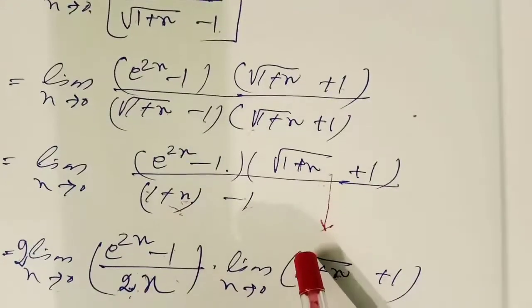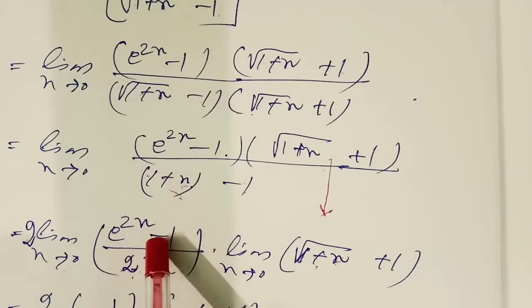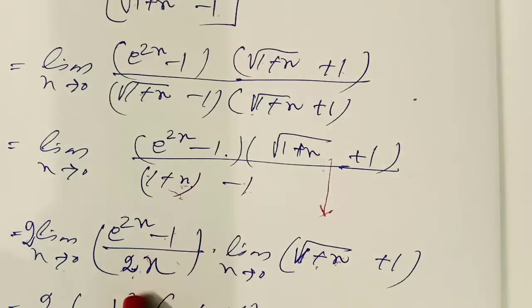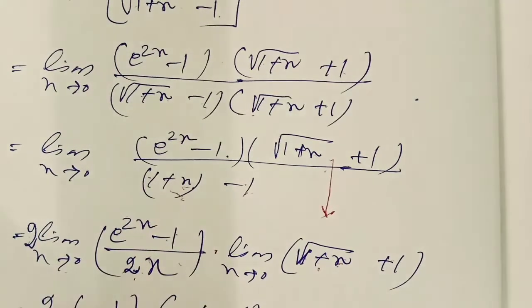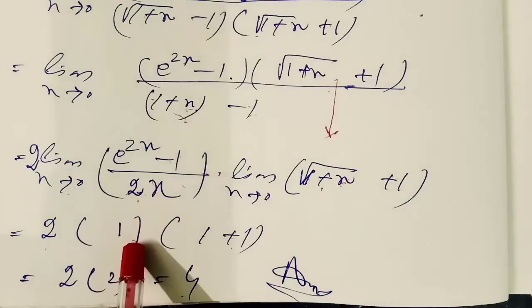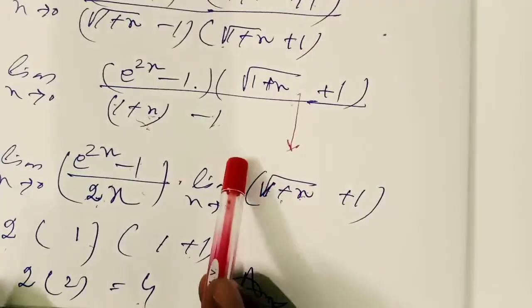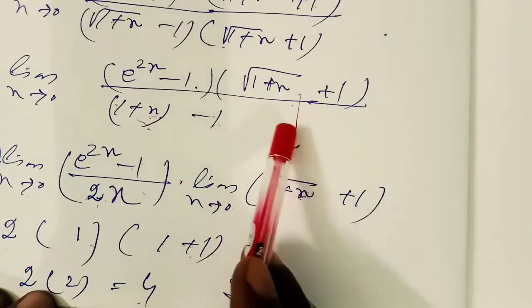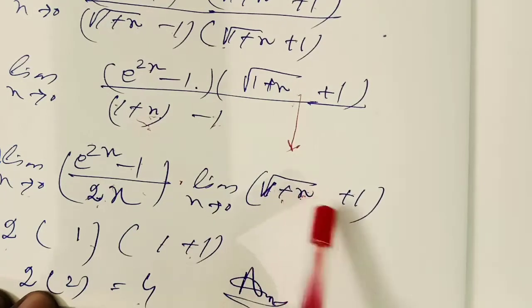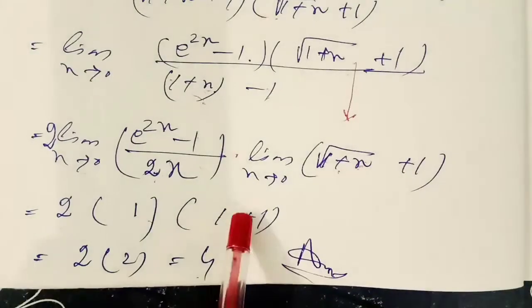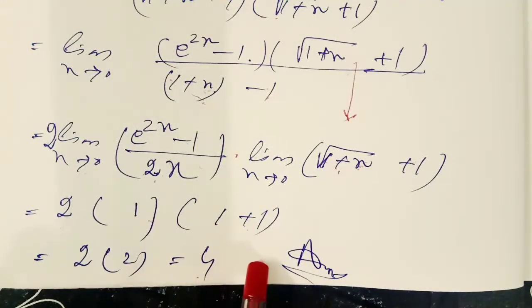Now you have to separate it like this. e to the 2x minus 1 by, I have to write 2x here, but x is coming here. I multiply 2 here, so 2 and here 2x. To simplify, the formula came: e to the 2x minus 1 by 2x, and x tends to 0 means 2x also tends to 0. The answer is 1, that is 2 into 1. And here I have separated the limit, root over 1 plus x plus 1. Now put the value of x as 0 here. 1 plus 0 means 1, root over 1 is 1, 1 plus 1 is written here. The final answer is 2 times 2, which is 4.